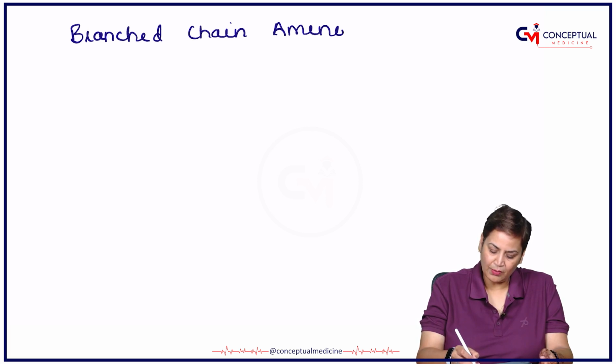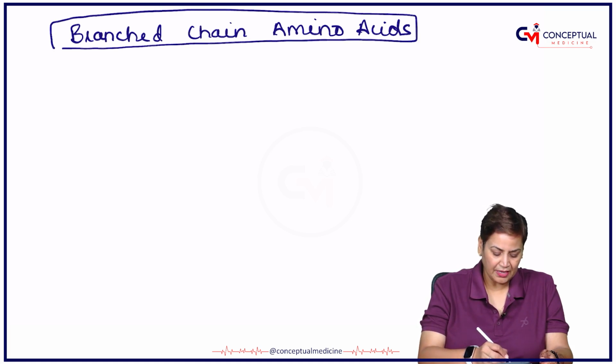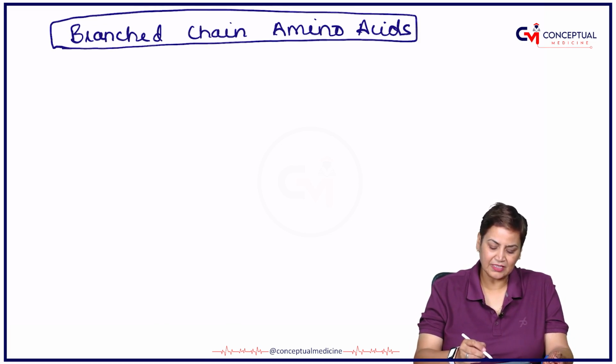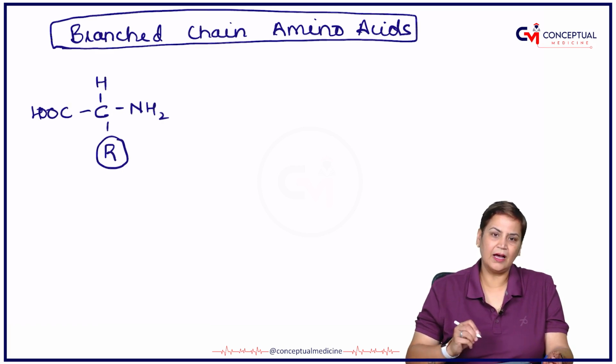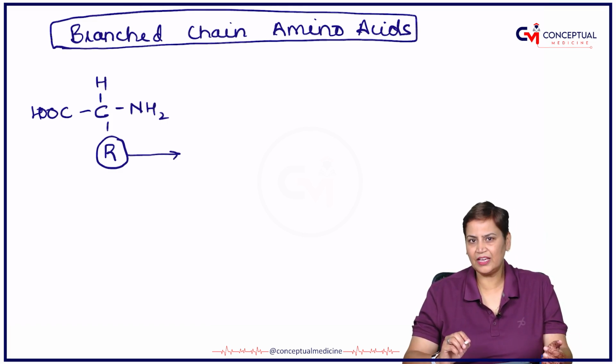Now, whenever we talk about amino acids, or whenever we talk about metabolism, the structure of amino acids comes to our mind, right? So what are amino acids? As we have discussed in our previous videos also, this is the generalized structure of the amino acids, and R varies. So classification as per R group, which we have already discussed.